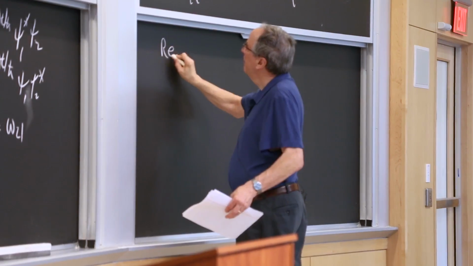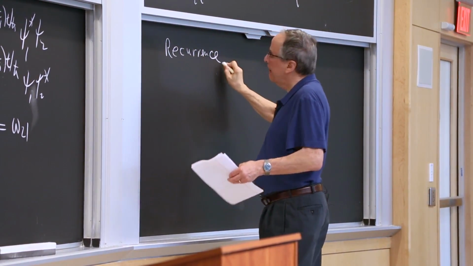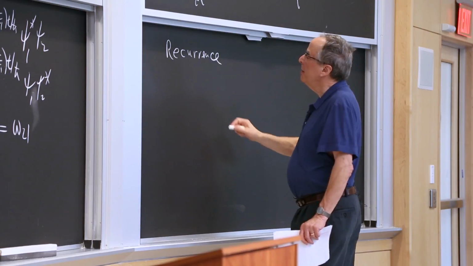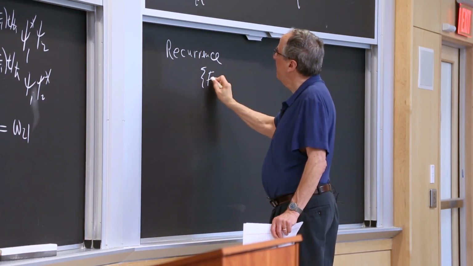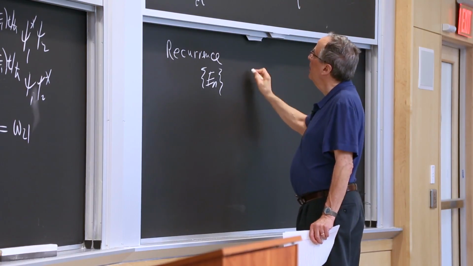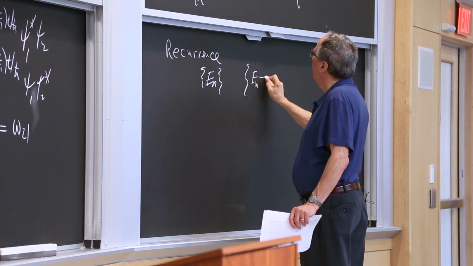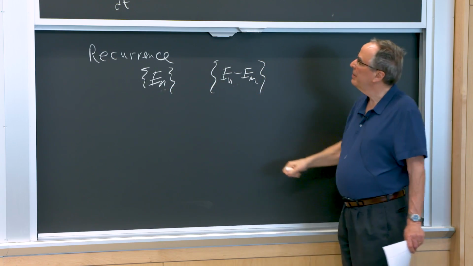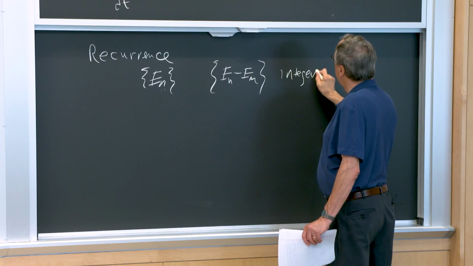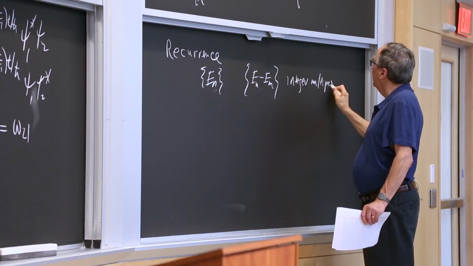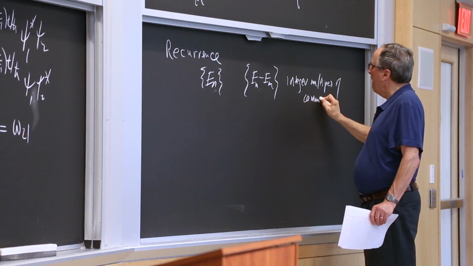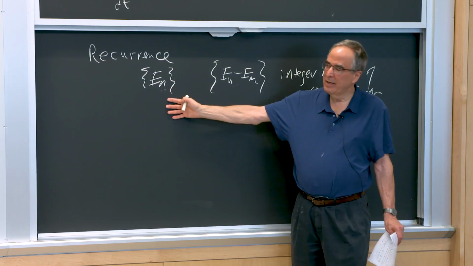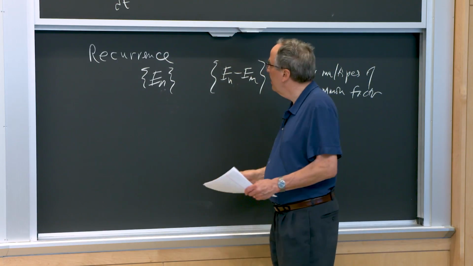Recurrence. This is a special property. When all of the energy levels or differences in energy levels are integer multiples of a common factor, then any coherent superposition state you make will rephase at a special time.